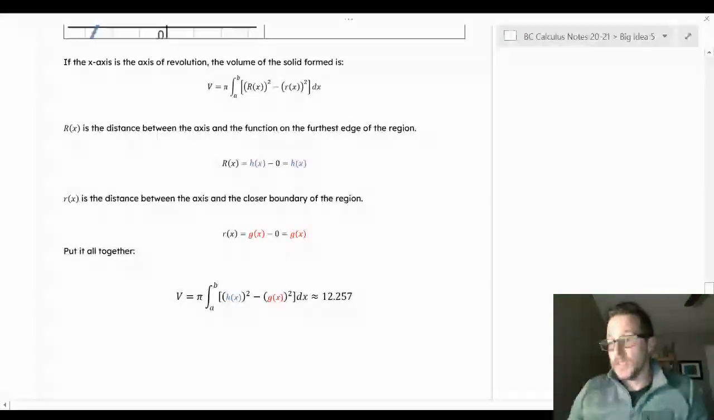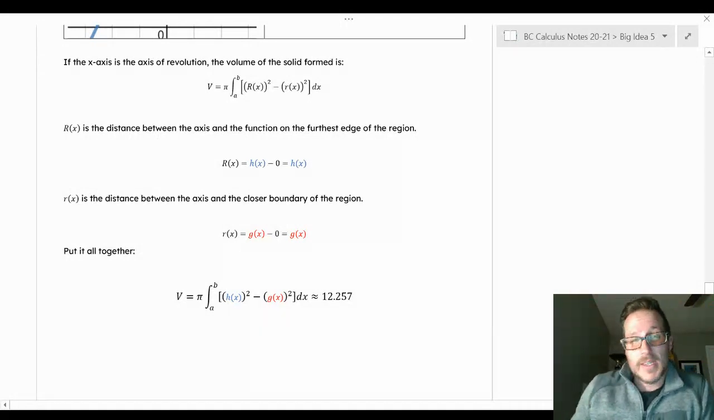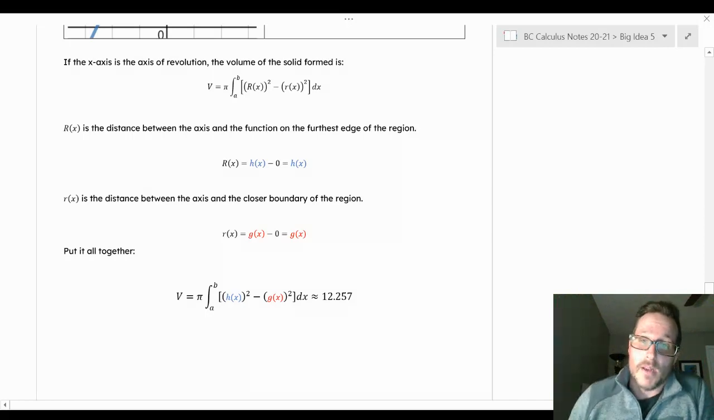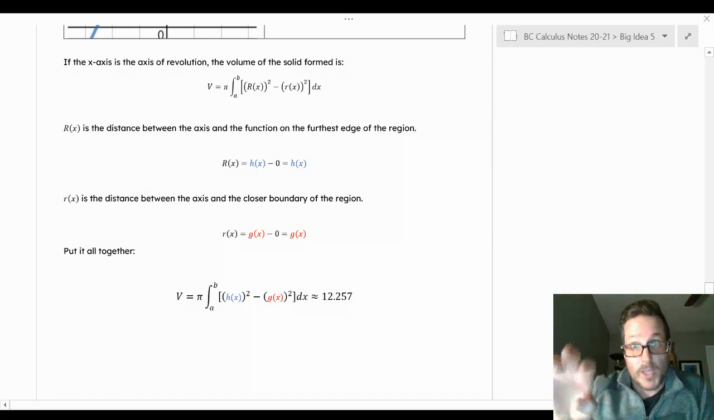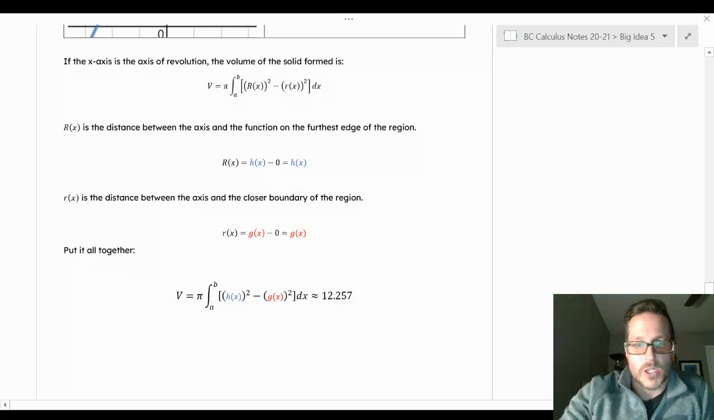So washer method, if you know disk method, washer method is not crazy. It's the same types of thinking. It's figuring out the length of a radius that is from the center, always the center, to the thing that's being rotated. Now, whether that's closer or further away, that's another layer of thinking you've got to do with washer method. When there's a gap between the region and the axis, that's when I need to use this washer method.